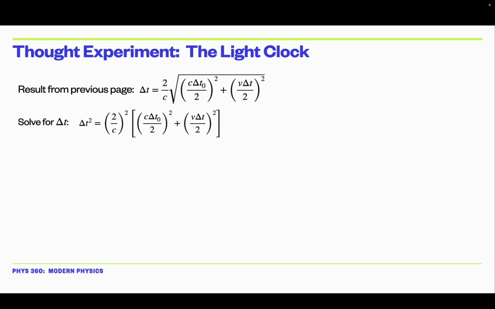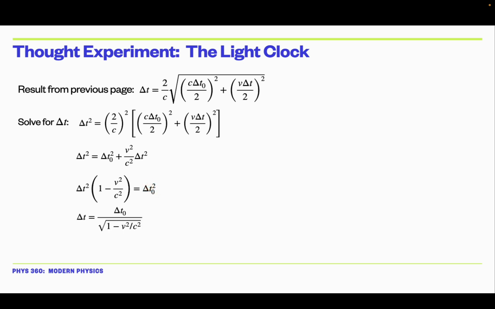So if you square both sides, you get this. Multiply the 2 squared over c squared. Here, the 2 squared cancels that 2 squared. The c squared cancels that c squared. You're left over with this delta t naught. We still have a delta t squared over there, so we're going to move this to the other side of the equation, factor out the v squared, factor out the delta t squared, and you get a 1 minus v squared left over. That's equal to this delta t naught squared.